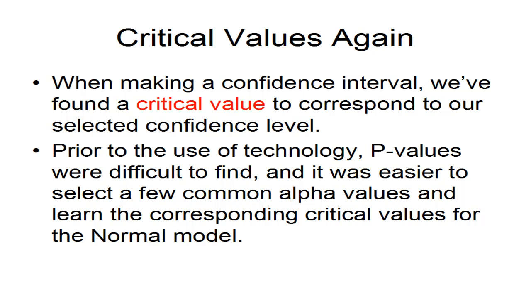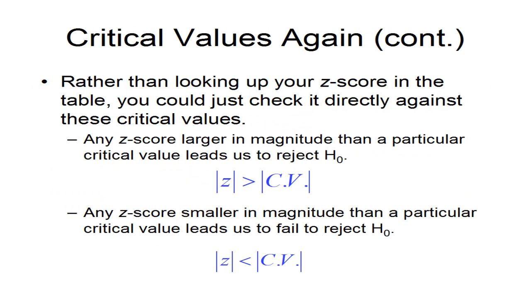When making a confidence interval, we found a critical value to correspond to our selected confidence level. Prior to the use of technology, p-values were difficult to find, and it was easier to select a few common alpha levels and learn the corresponding critical values for the normal model. Rather than looking up your z-score in the table, you could just check it directly against those critical values. Any z-score larger in magnitude than a particular critical value leads us to reject the null. In other words, if the absolute value of our test statistic z is greater than the absolute value of our critical value, we would reject the null.